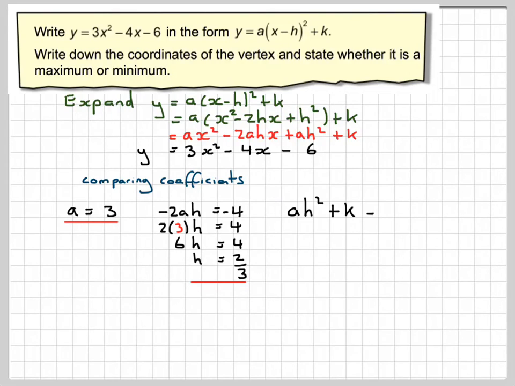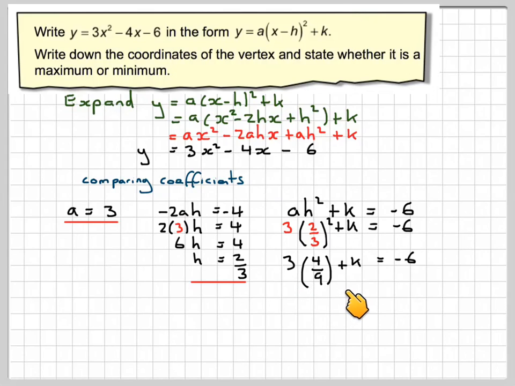Finally, we can see that ah squared plus k will be equal to minus 6. A was 3, h is 2/3, so it's 3 times 2/3 all squared plus k is equal to minus 6. And therefore we're going to get 3 times 4/9 plus k is equal to minus 6. The 3 will cancel and the 9 will cancel, so we get 4 over 3 plus k is equal to minus 6. So k will be equal to minus 6 minus 4 over 3, which is minus 18 over 3 minus 4 over 3, which is minus 22 over 3.